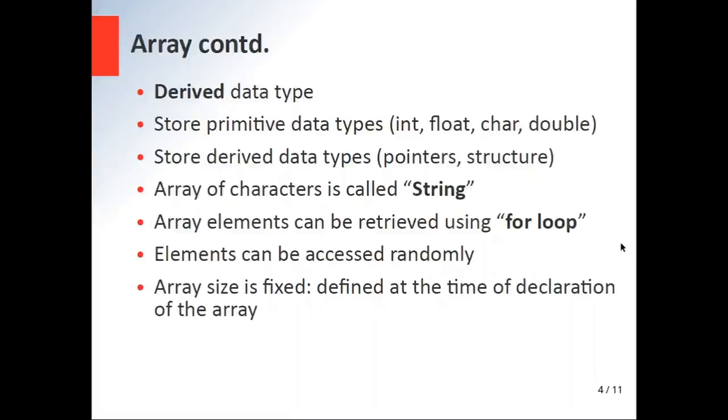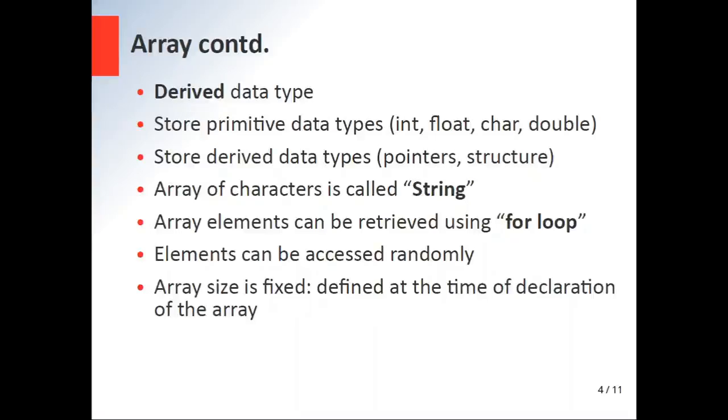So the array contains the following properties. Each element of an array is of the same data type. Elements of an array are stored at contiguous memory locations. And elements of an array can be randomly accessed using its index. And the array can be easily traversed using the for loop. The disadvantage of an array is that the size is fixed and the size of the array is defined at the time of declaration.